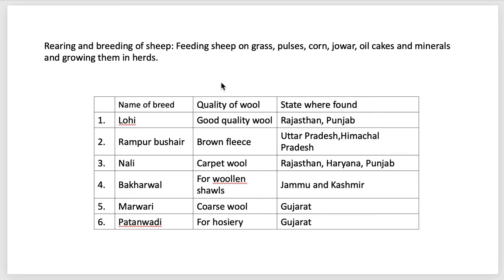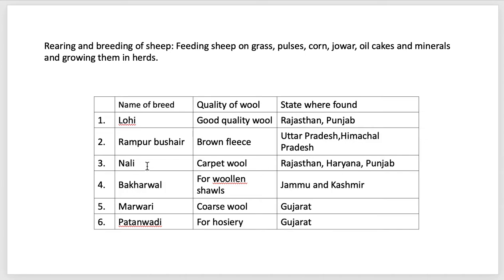This is the kind of wool that can be obtained from these sheep, and this is where these sheep are found. So the Lohi breed of sheep produces very good quality wool, and it is found in Rajasthan and Punjab. Then the Rampur Bushehr provides brown fleece and is found in Uttar Pradesh and Himachal Pradesh.